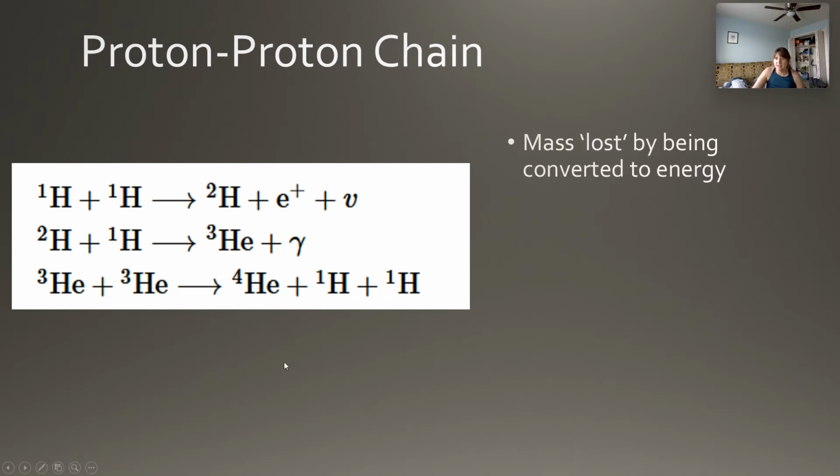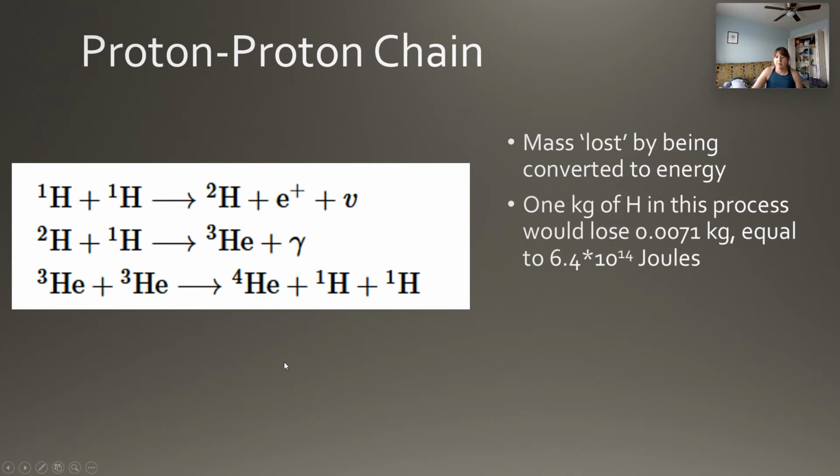So again, mass is being converted into energy. To imagine how much energy is being generated in this process, if you had 1 kilogram of hydrogen to start out with, this process would lose only about 0.0071 kilograms of mass in this whole process, but that amount of mass is equal to 6.4 times 10 to the 14th joules, which is an incredible amount of energy, and that is how this process is able to power the sun, which is obviously generating lots and lots of energy.